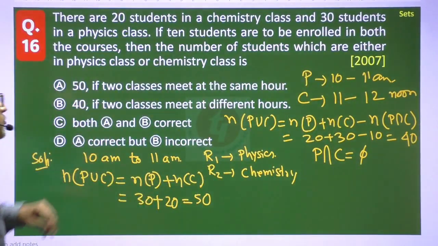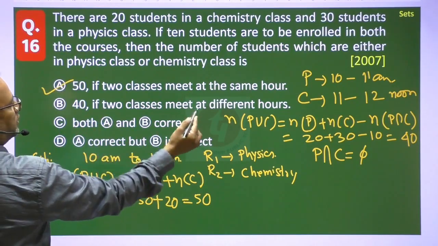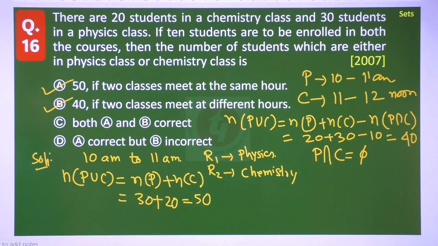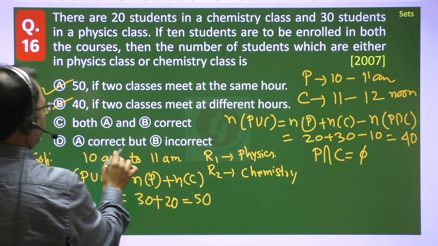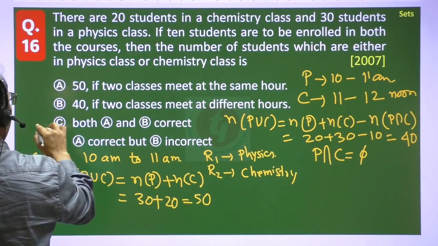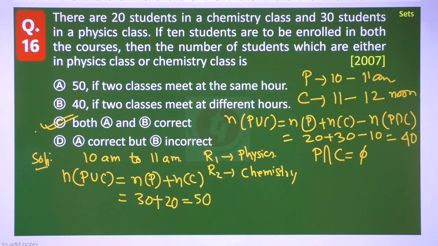So 50 if two classes meet at the same hour, yes, 50. 40 if two classes meet at different hours, yes. So both A and B options are correct. Therefore C is the correct option.